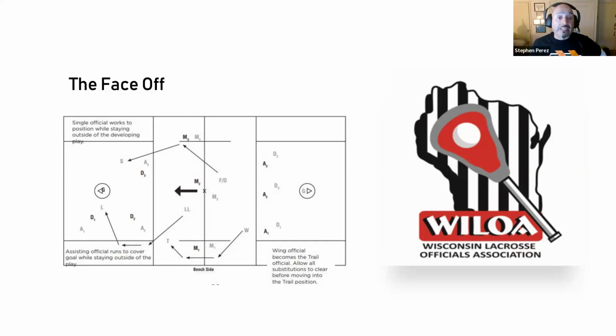Again, it goes back to game management and what does it cost us? It doesn't cost us anything to communicate with the players.